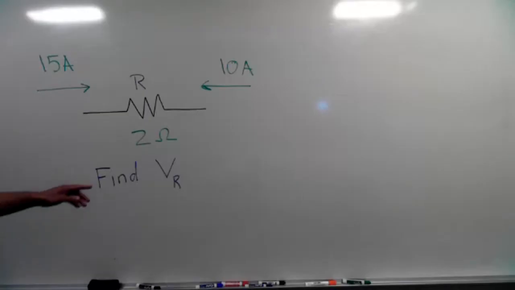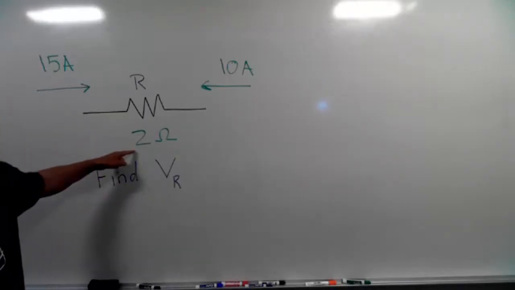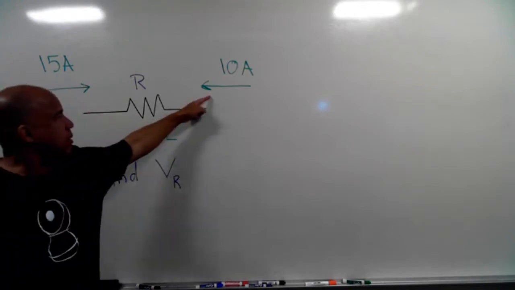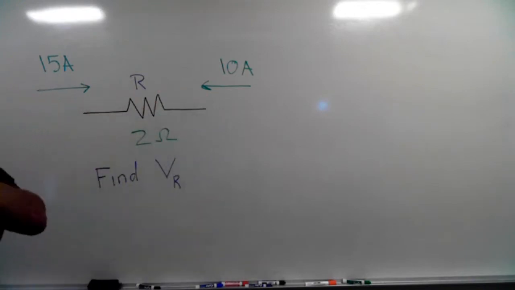Okay. So you got a resistor, 2 ohms, 15 amps to the right, 10 amps to the left. Give me the voltage drop across it with polarity. I'll give you about 2 minutes.